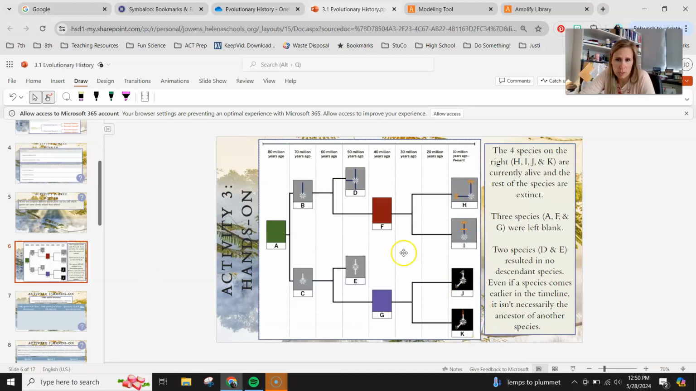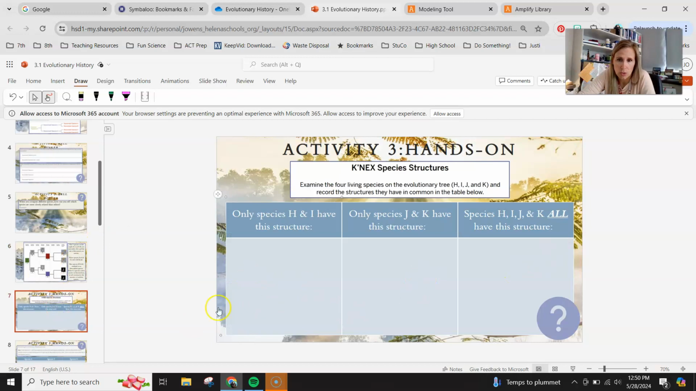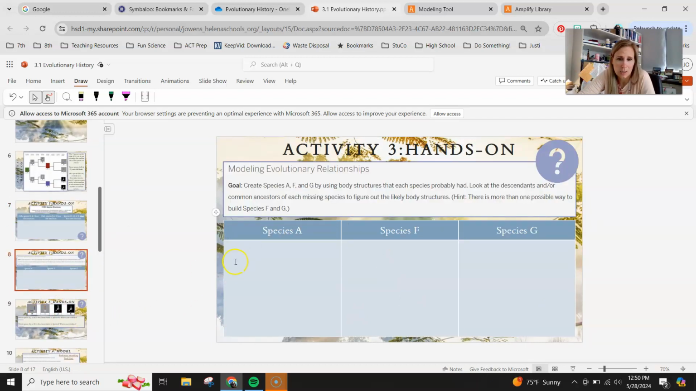So you guys can use those to predict what you think F would have looked like, what you think G would have looked like, and what you think A would have looked like. You guys are going to draw those species in on slide 8, so you can just use your draw tool. Again, make sure it complies with the colors that you see.